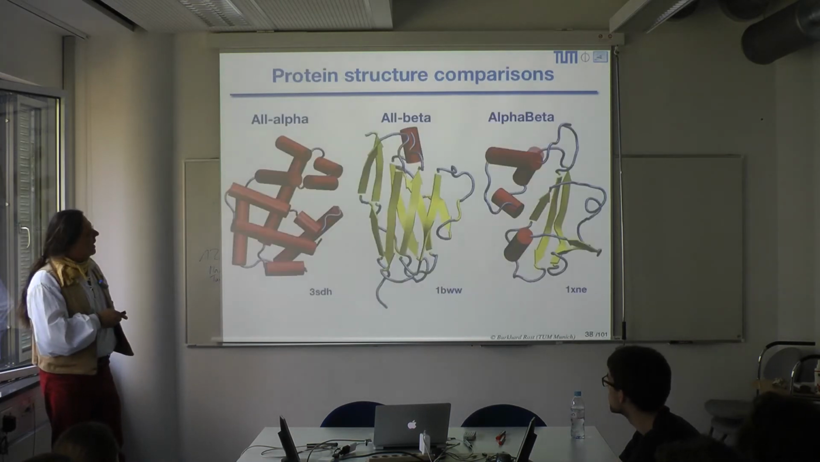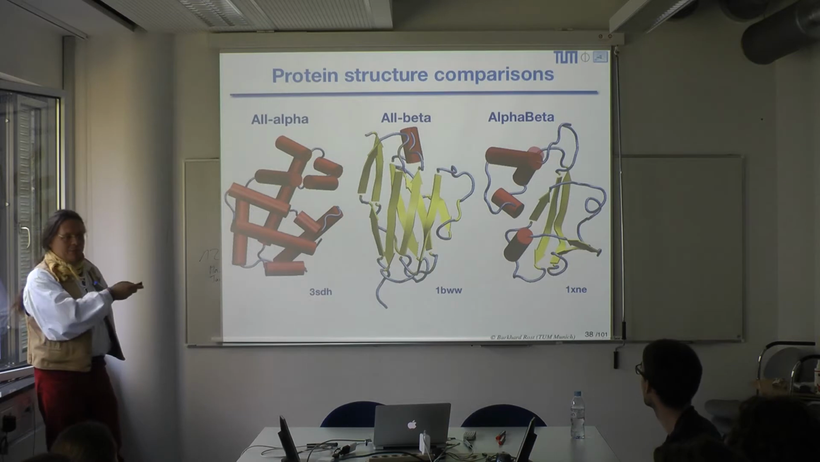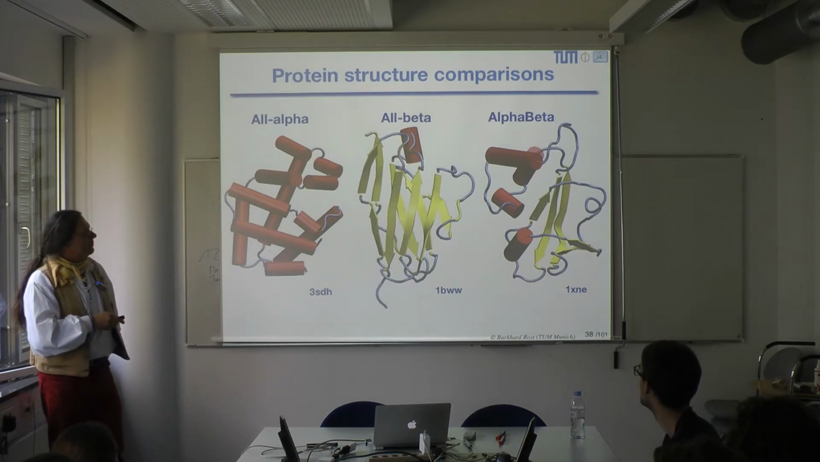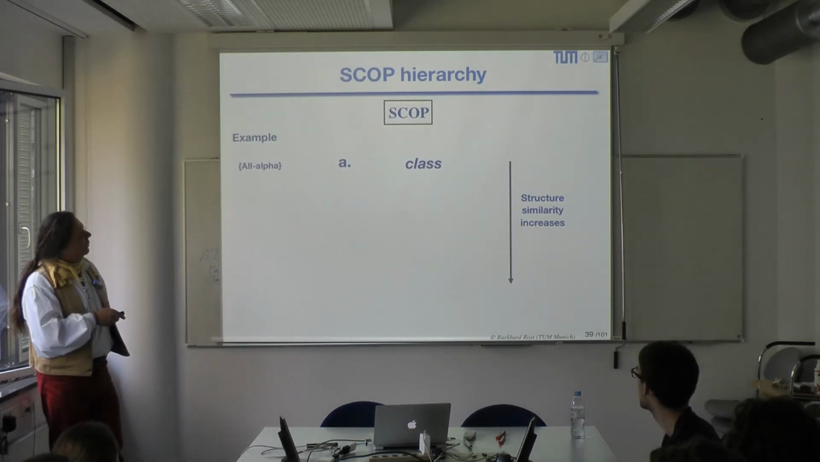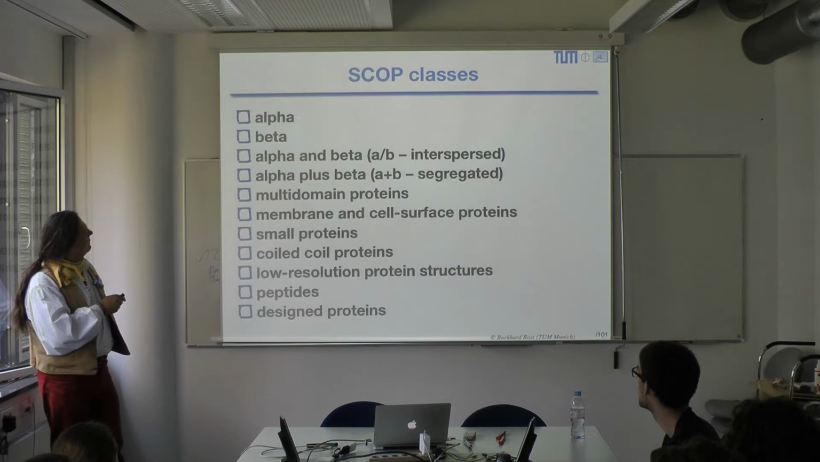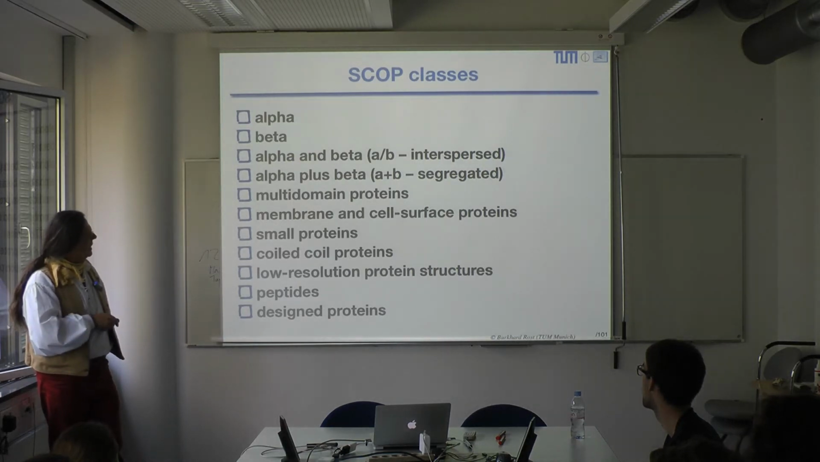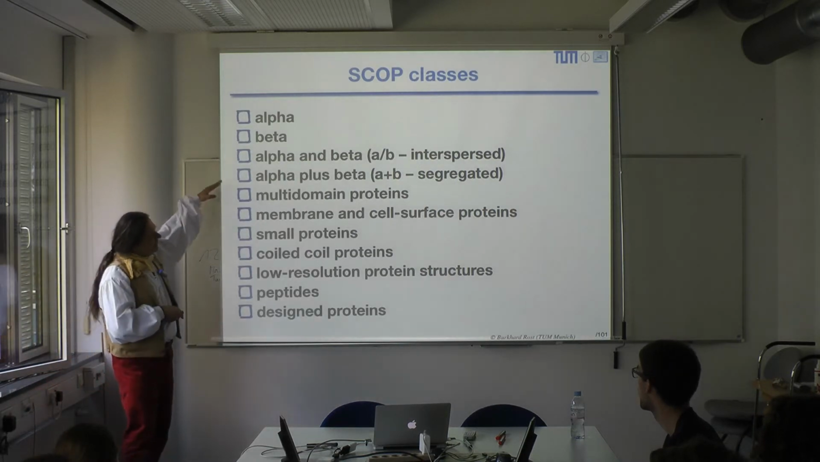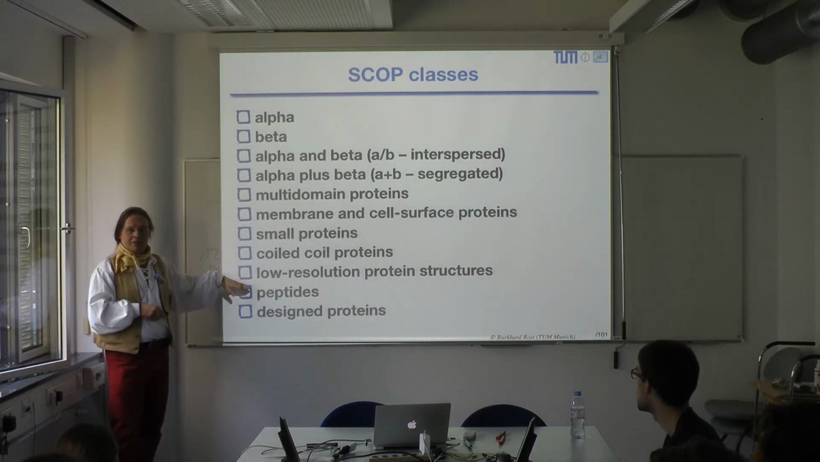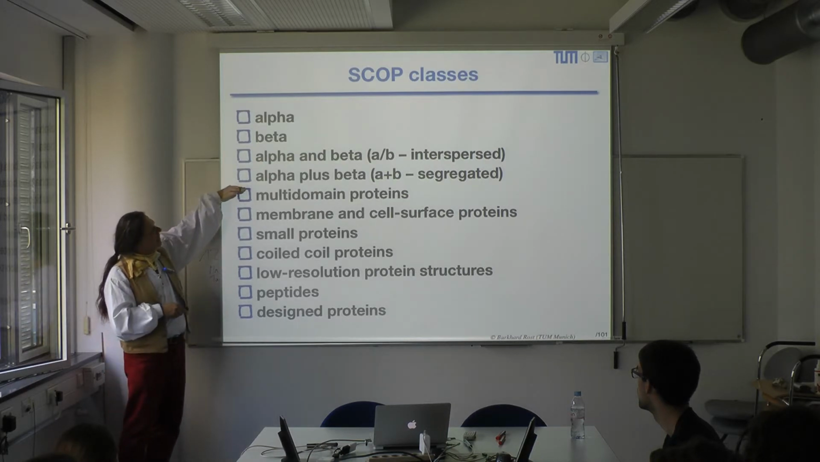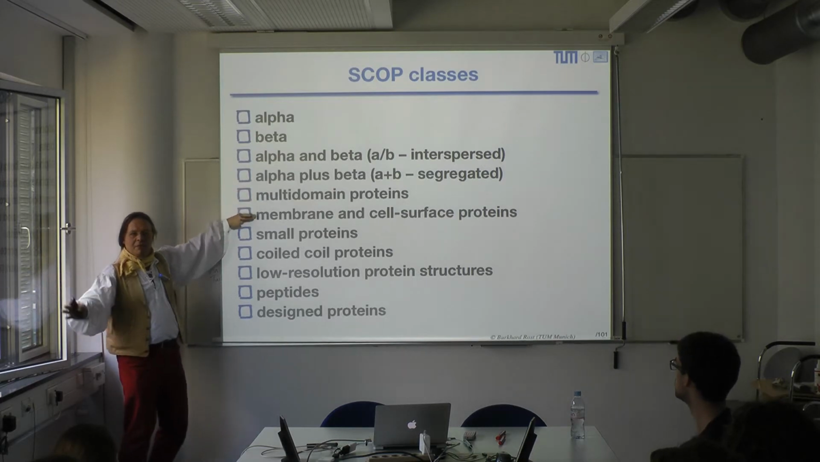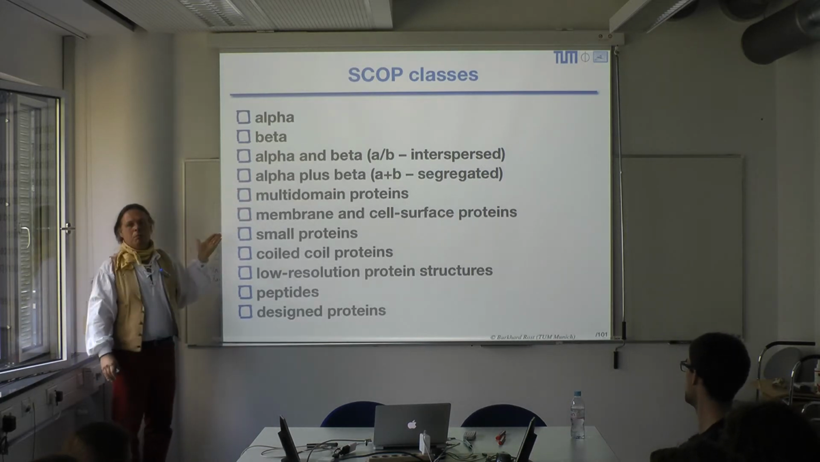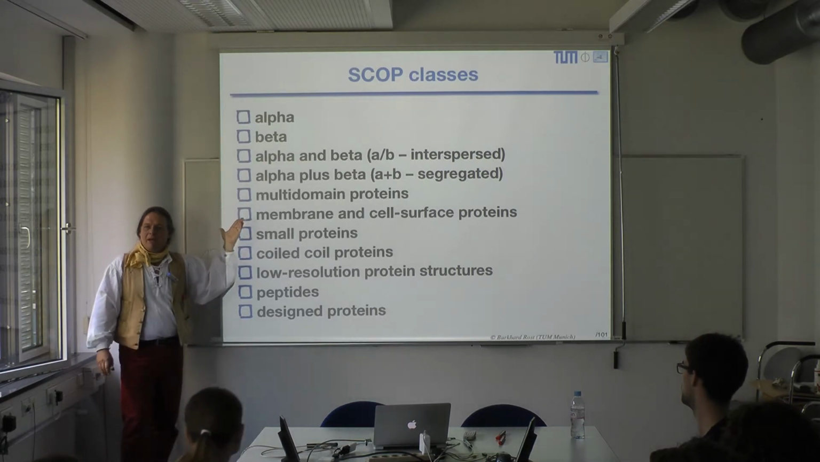So his idea was to build a hierarchy, and again, the hierarchy started from this old concept of all alpha, all beta, alpha beta. In the example here, all alpha, so you begin with a class. The class is the alpha, beta, and so forth, and you have some other constructs. Now, we get immediately by reading through this. Until here, you may in fact say, okay, that is secondary structure based and is trivial. But then you begin to see things like small proteins. So why would that be its own class?